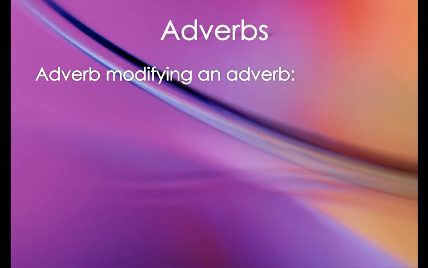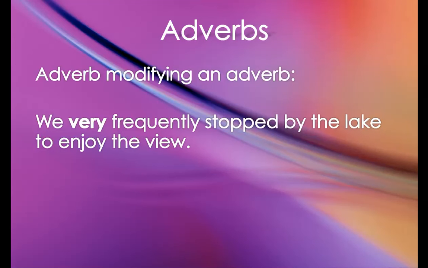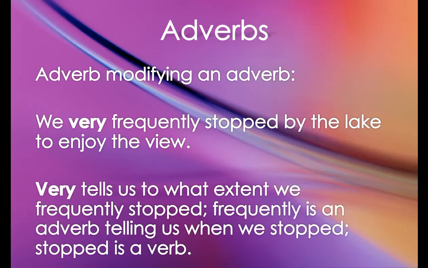Here's an example of an adverb modifying another adverb. We very frequently stopped by the lake to enjoy the view. In this sentence, very tells us to what extent we frequently stopped. Frequently is another adverb that describes to what extent or when we stopped. So because very describes frequently, which is an adverb, it too is an adverb.